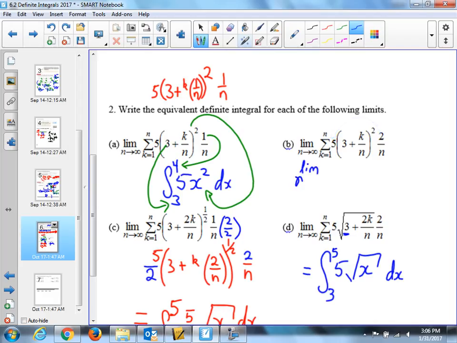So I'm going to go with his suggestion. Here's one possible answer. I'm moving this 2 times 5s to make it 10. 3 plus k over n squared 1 over n. Now it's a match. Once you do that, you have a match, you can come up with an integral. It's the integral of, starting at, going up by 1 unit, 3 to 4, 10 x squared dx.